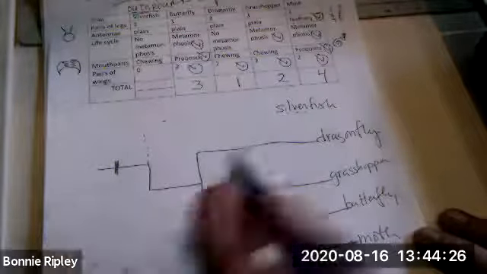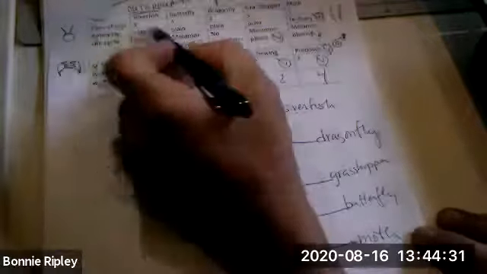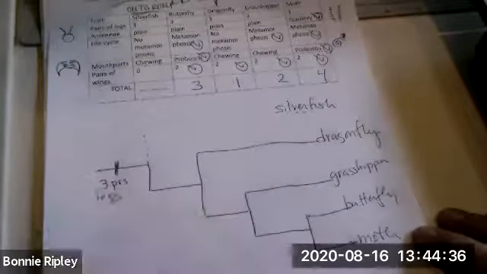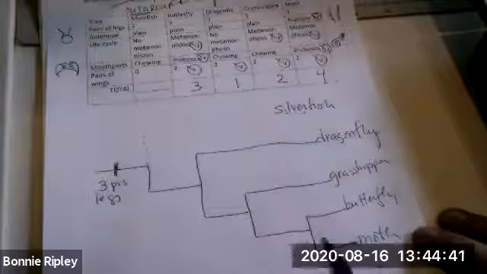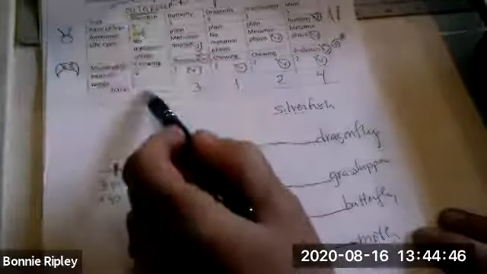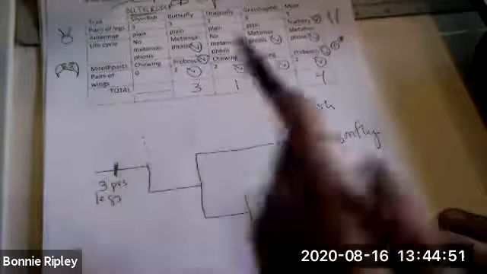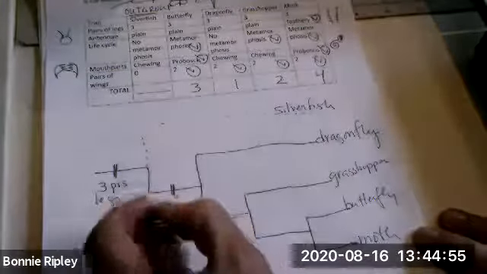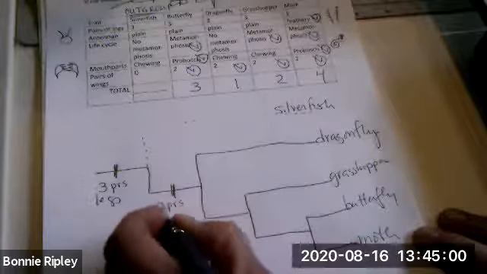All right, so now we want to look at what changed in between each of these taxa. So we started with 3 pairs of legs. Everybody has that. That's an ancestral characteristic, so it goes below any of the branching points. Now we want to look at what's different between silverfish and dragonfly. So here we have silverfish, here we have dragonfly. We went from having 0 pairs of wings to 2 pairs of wings. So we're going to put this change. Now we aren't just going to put 2 on here because we want to know 2 what. So 2 pairs of wings.